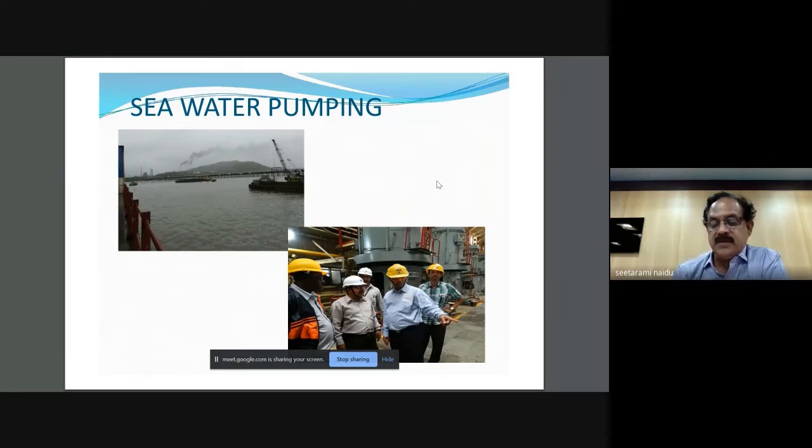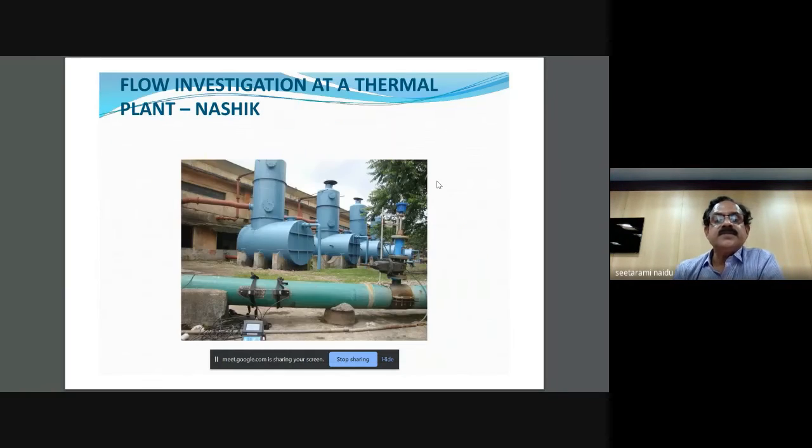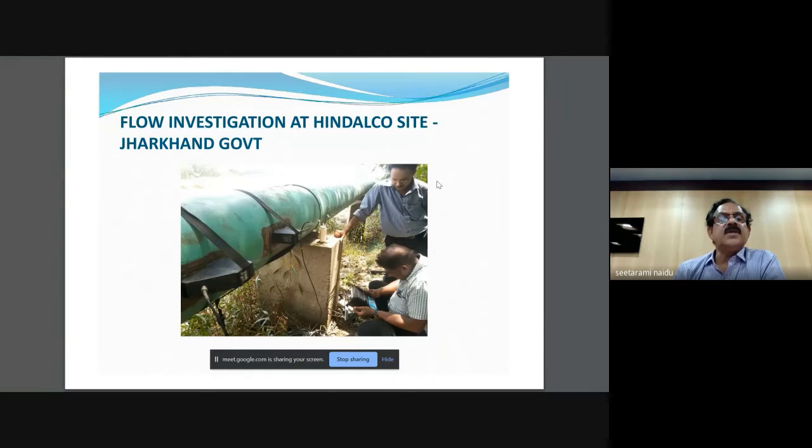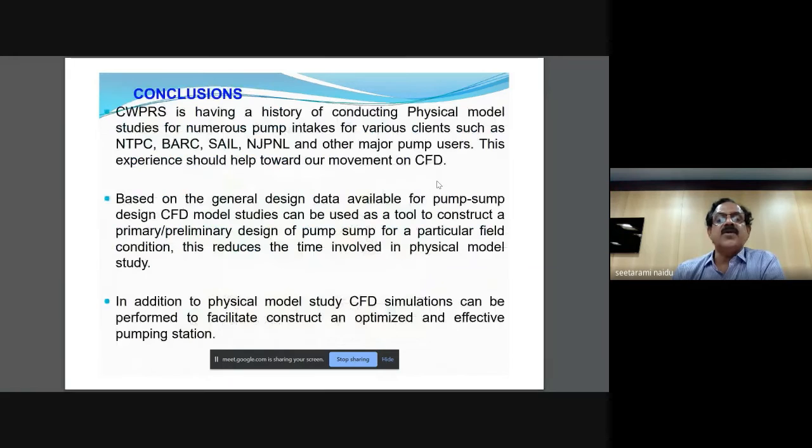Okay, this is the view of this pump house. This is the view of ships, etc. This is the pump house located here. This photo was taken from the pump house. Okay, this flow measurement was done for the Jharkhand government.